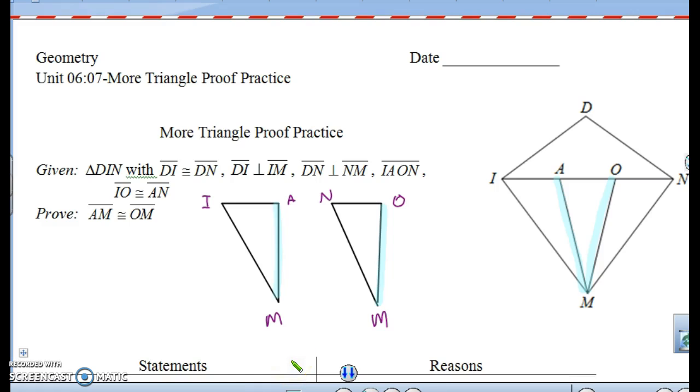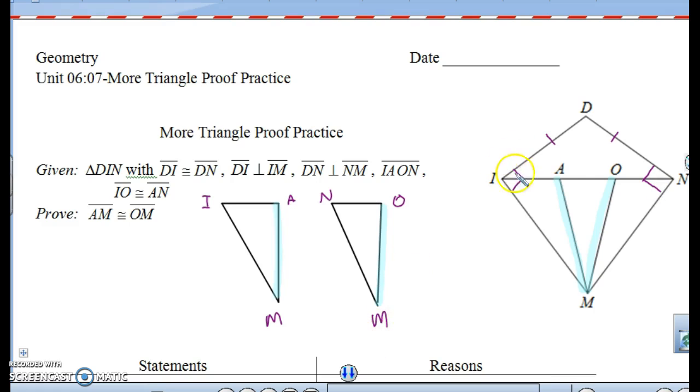Let's take a look at the information that we have here. We have triangle DIN at the top, where DI is congruent to DN. So these two sides are congruent. And I have DI is perpendicular to IM, and DN is perpendicular to NM. We know perpendiculars make right angles, so let's see what right angles we would have in the picture. Here's DI, here's IM, and DN and NM would be perpendicular right there. So there are my right angles.